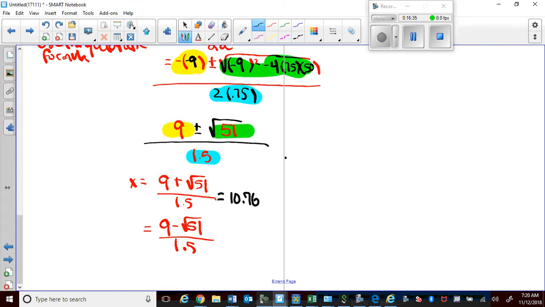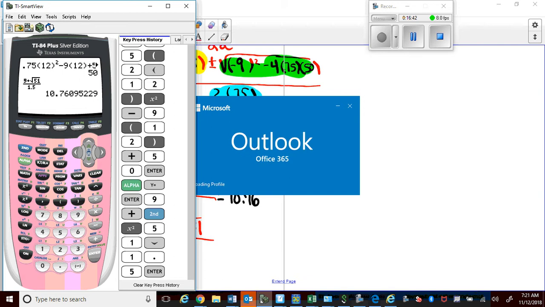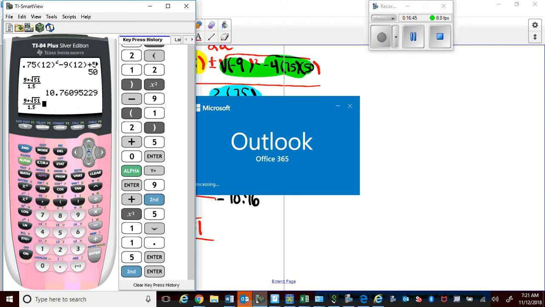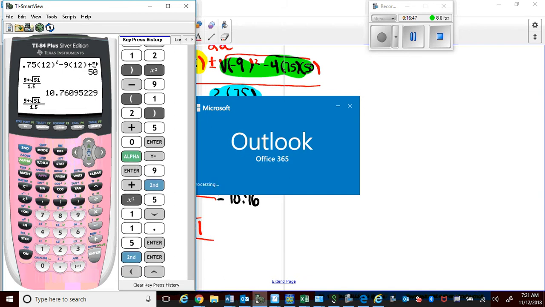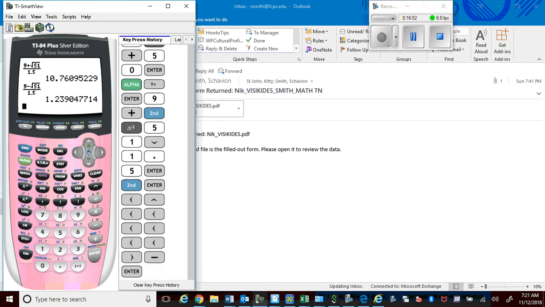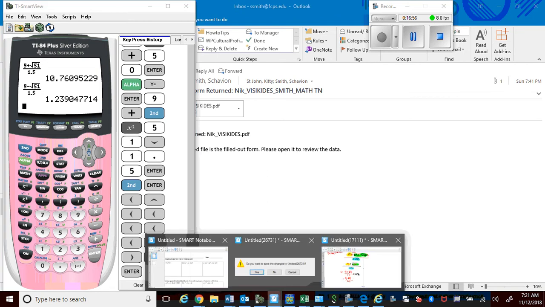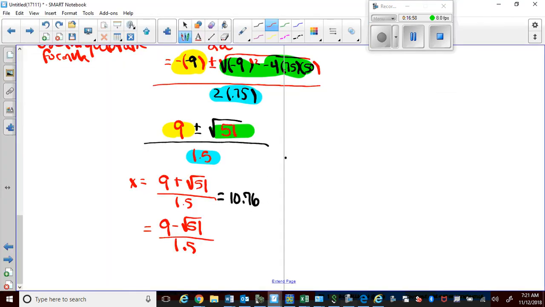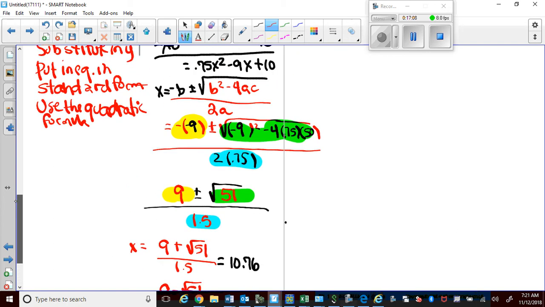Thank you very much. 6 here for my first answer. And then for my second answer, minus the square root of 51, I get 1.2. Okay? So, bringing these answers back up to where they need to be.